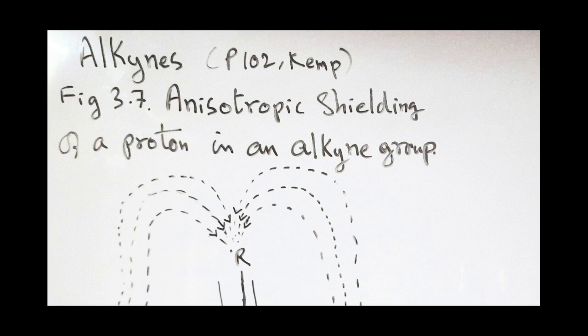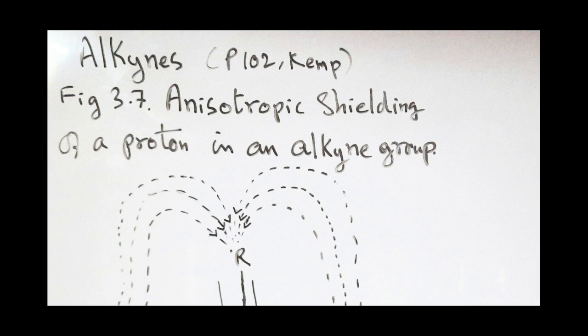You can refer to Organic Spectroscopy by another Indian author. I forgot the name; it doesn't come to my mind immediately. Later on it will come, I will tell you. So the anisotropic deshielding and shielding effect is also shown by the alkynes.